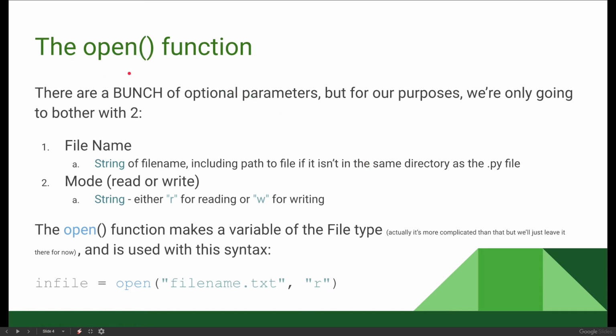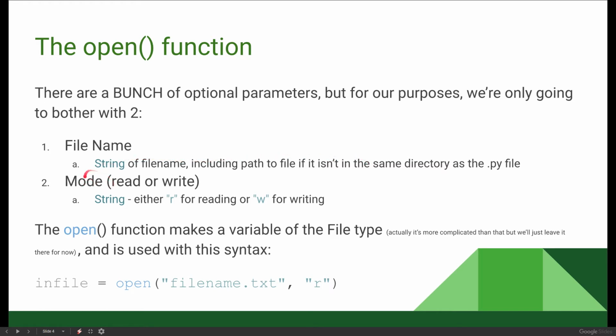For the open function, there are lots of optional parameters, but we're only going to deal with two of them. Number one is the name of the file, which we're given, and we need to store it as a string. If the file and the Python file that we're running aren't in the same folder on our computer, we need to tell our Python program where on the computer it's located. This doesn't come into play very largely on VCHS, so we don't need to worry about it a whole lot.